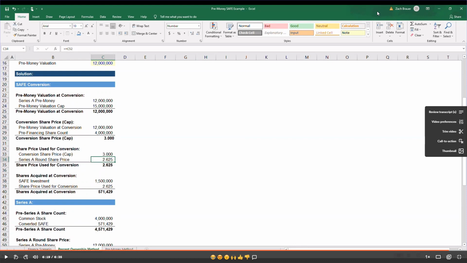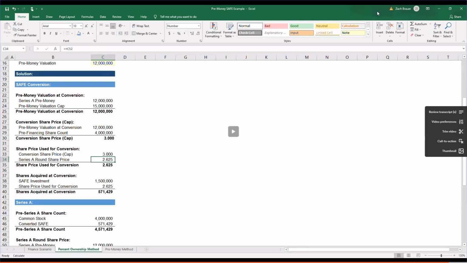What you'll see here is this leads to a conversion share price based on the original math, where we use either the lower of the valuation cap or the Series A pre-money, of $3 a share. That said, the Series A's actual round share price is lower at $2.625. This is because of that circular math. The safe influences the share price for the A, which influences the shares that everyone is acquiring. So it's a little bit circular in nature, which is why I'm linking the Series A round share price back in. But now, because of this, my model will continue to flow correctly.